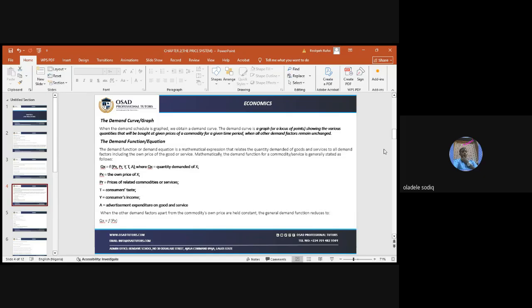So let's move on to the demand function. We call it the demand function. We can as well call it the demand equation. What is a demand function? The demand function or demand equation is a mathematical expression that relates the quantity demanded of goods and services to all demand factors, including the own price of the goods or services. So what we are saying is that the demand function is a mathematical expression, expressed in a mathematical way. And that mathematical expression wants to relate the quantity that will be demanded with all other demand factors.